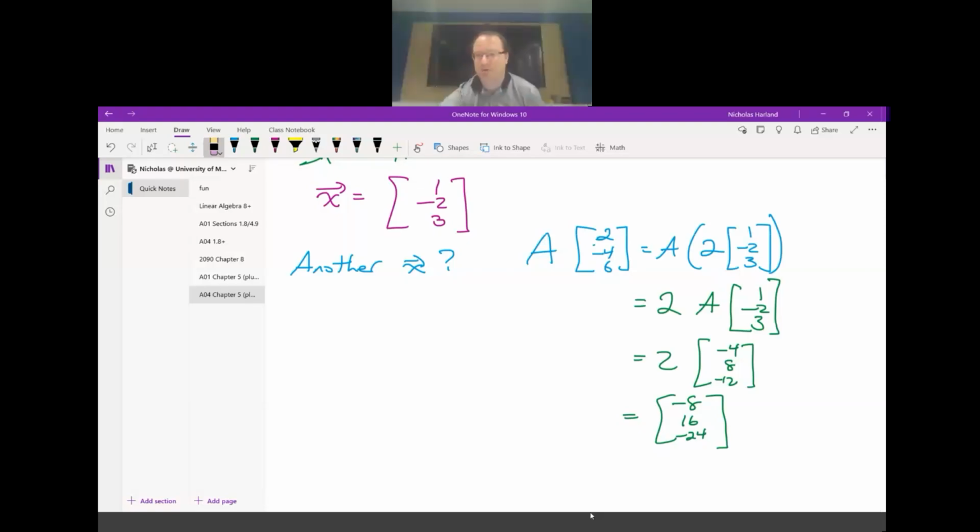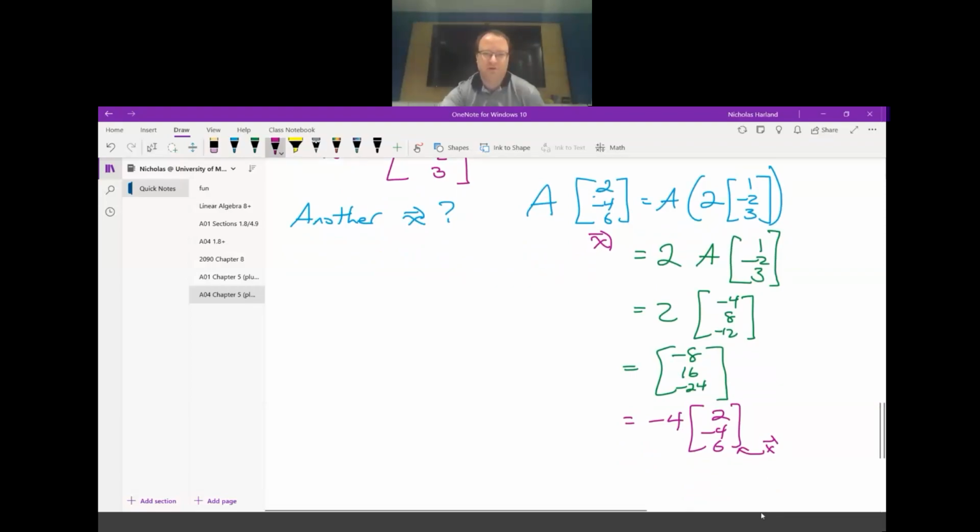There's nothing special about the 2. We'll talk about that in just a second. But can we factor out negative 4 again? Certainly we can. And what do you know? We get x, and here's x again. So in other words, (2, -4, 6) is another eigenvector.